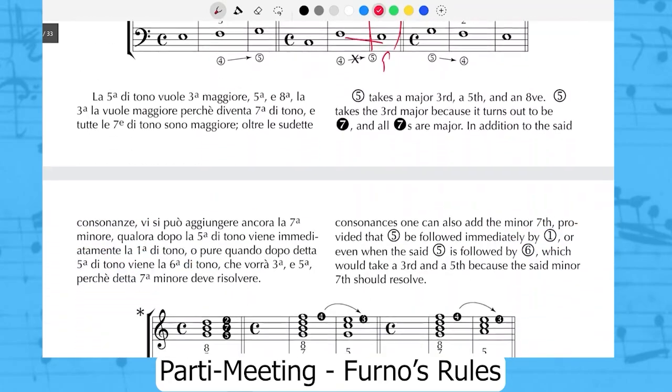5. 5 takes a major third, a fifth, and an octave. 5 takes the third major because it turns out to be 7, and all 7s are major. In addition to the said consonances, one can also add the minor 7th, provided that 5 be followed immediately by 1, or even when the said 5 is followed by 6, which would take a third and a fifth, because the said minor 7th should resolve.